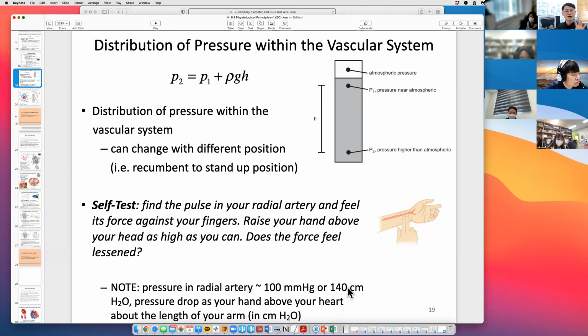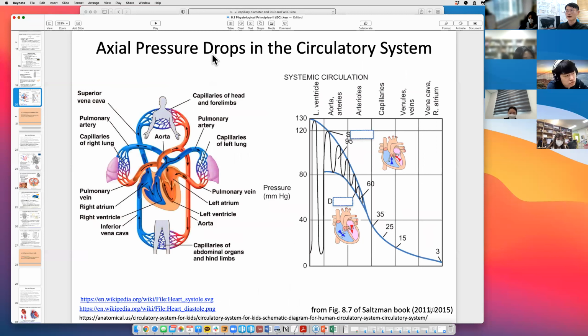So you will have differences in pressure buildup. That's something you need to know. Our body actually responds to this, our heart and all the physiological systems. All right, so this is probably the last part, axial pressure drop in our circulatory system. And we know our heart is kind of pumping and releasing, and the pressures are different.